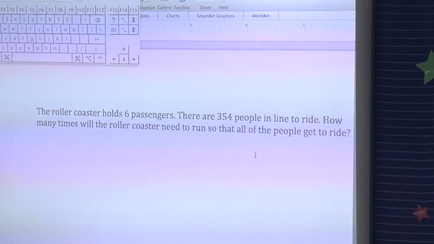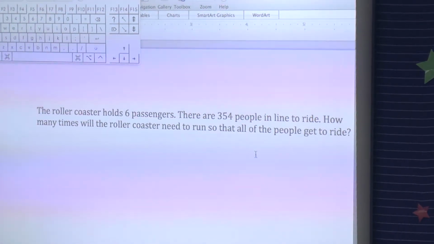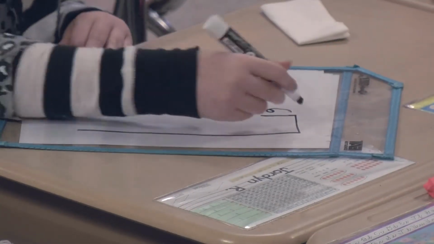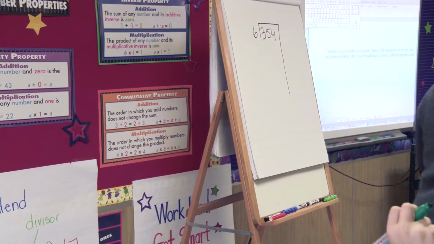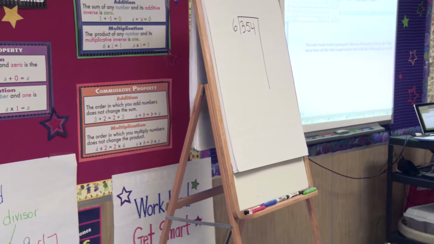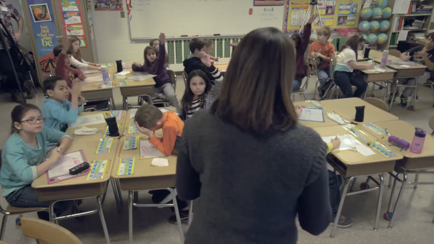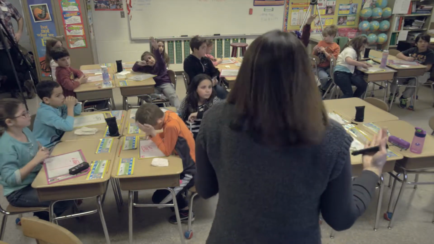And then I can even show you the other way. Do we have it set up like this? 354 divided by 6. Now you've got to think quick. 354 represents what? Not basketballs, but what? Kaya? People. 6 represents what? Lucas? The 6 seats in each ride.